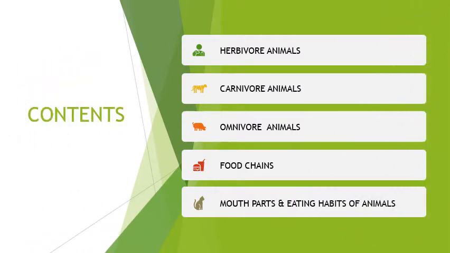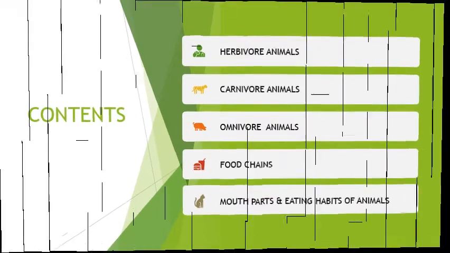Here we shall classify animals according to their eating habits, that is herbivores, carnivores and omnivores. Next we shall see what is a food chain. Lastly, we shall observe the mouth parts and eating habits of different animals.